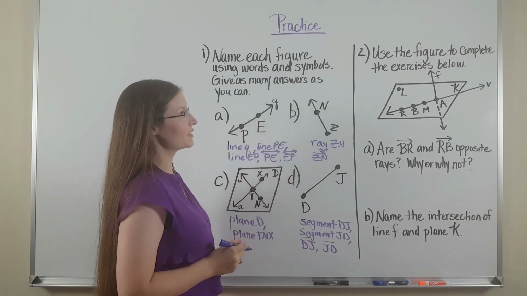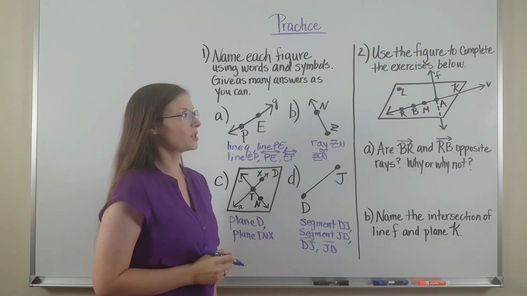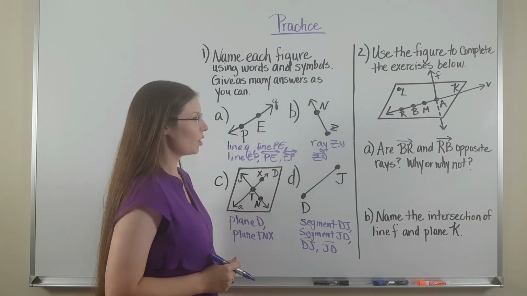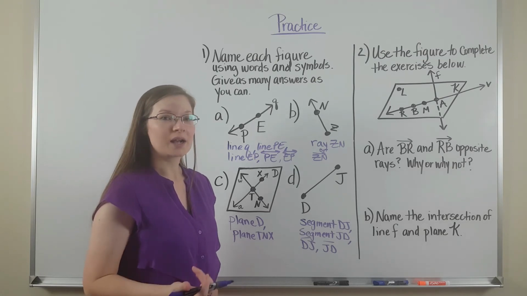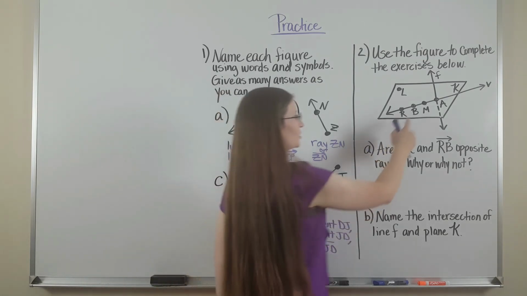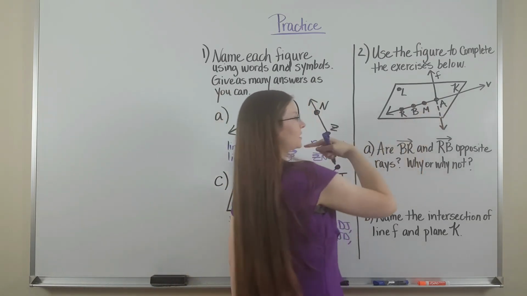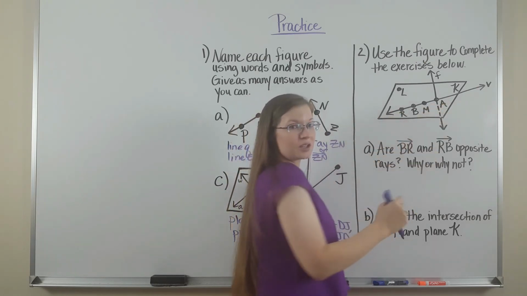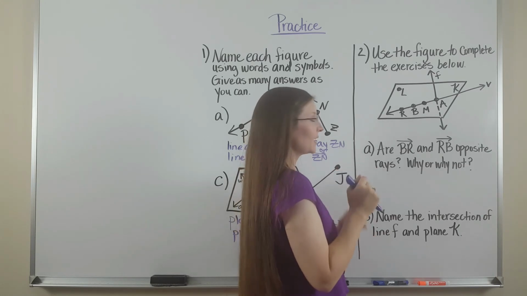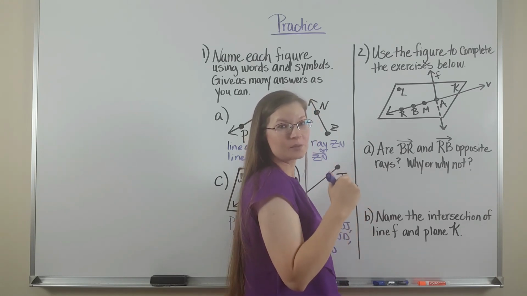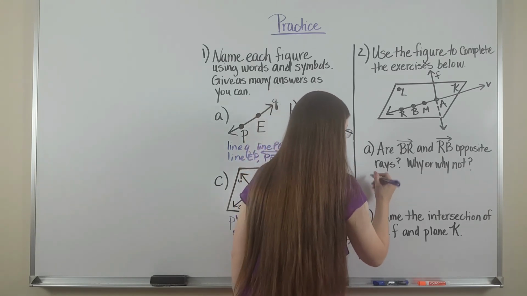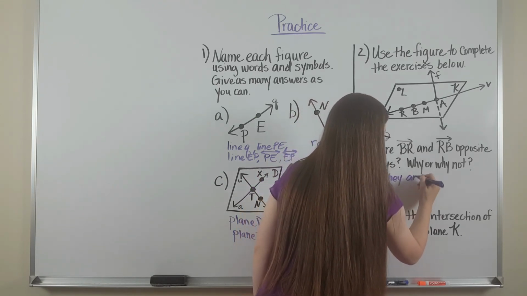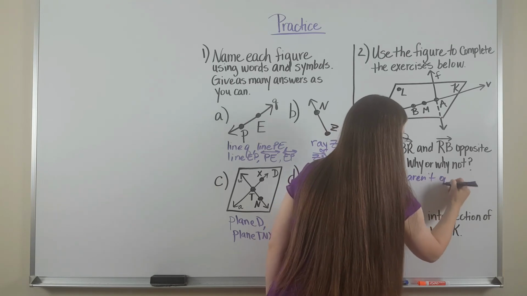Number 2 says, use the figure to complete the exercises below. Letter A asks you, are BR and RB opposite rays? Why or why not? Okay, so here's BR, starts at B and comes this way. RB begins at R and goes that way. So they go in opposite directions, but they do not begin with the same endpoint. So no, they are not opposite rays.